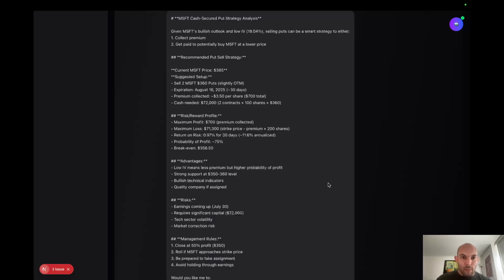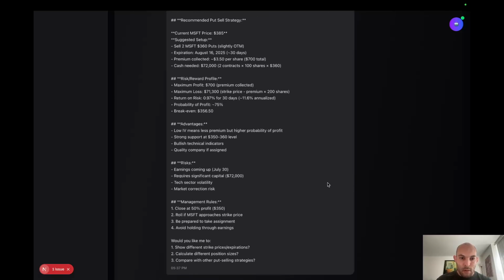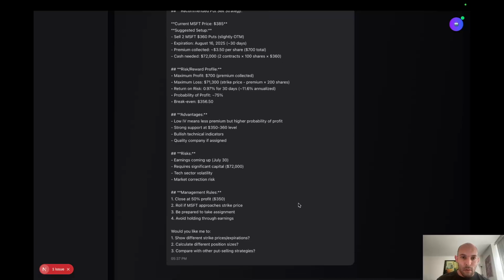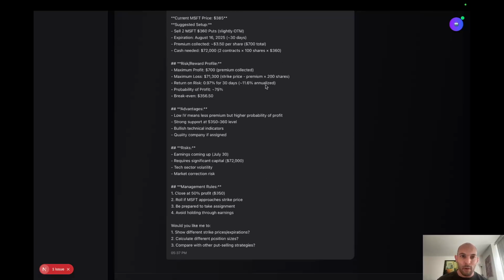Suggested setup: sell 2 Microsoft 360 puts, slightly out of the money. Expiration for August, in 30 days. Premium collected. This thing's really smart. I mean, just a little test internally of knowing that around 30 days from now, yeah, that would be around August 16th, sort of. It's pretty close. So maximum profit, $700 premium collected on how much?